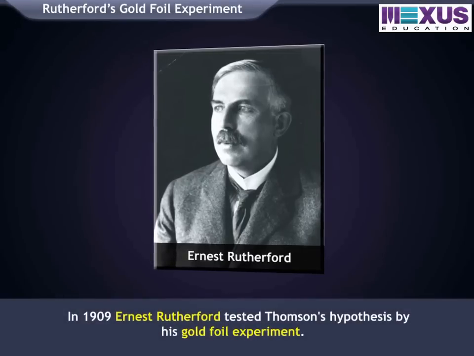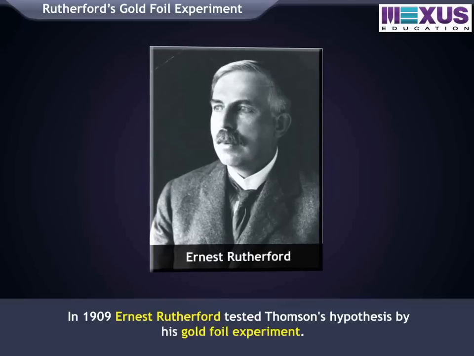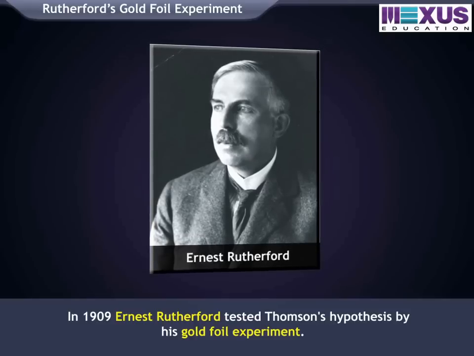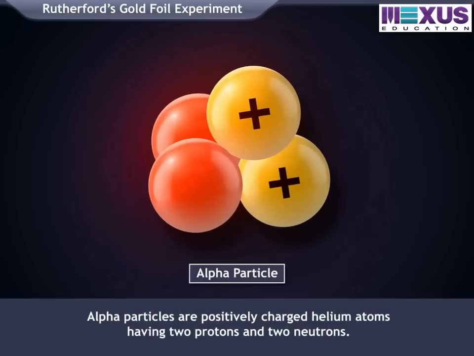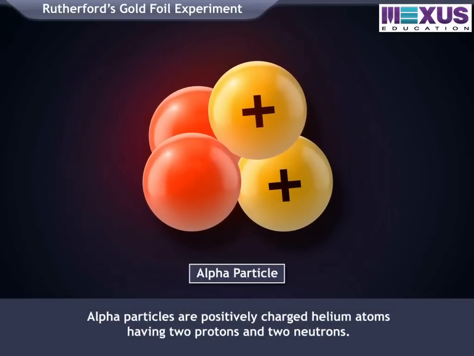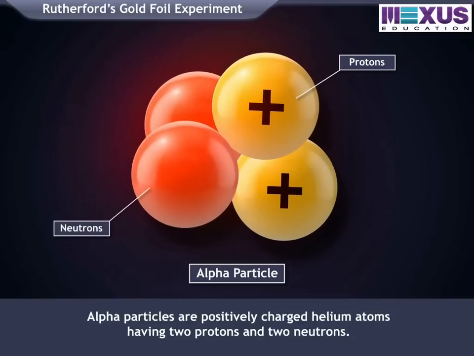In 1909, Ernest Rutherford tested Thomson's hypothesis by his gold foil experiment. He directed alpha particles from a radioactive source. Alpha particles are positively charged helium atoms having 2 protons and 2 neutrons.